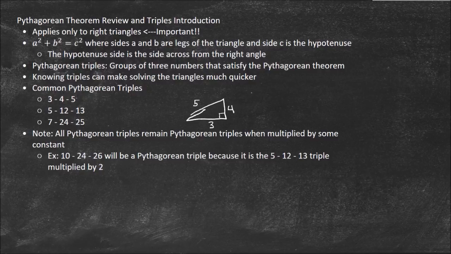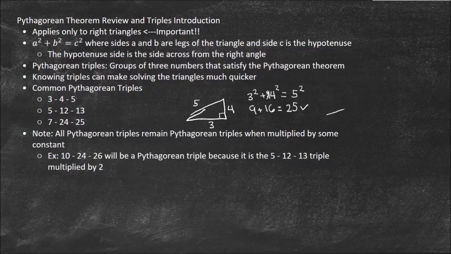And now what I'm saying is that if this is a triple, then it should work. So 3 squared plus 4 squared, not 14, just 4 squared, should equal 5 squared. Let's see if it's true. 3 squared is 9, 4 squared is 16, and that equals 5 squared is 25. That is true, so that's a Pythagorean triple. So hopefully you see how that works. Let me show you another example.